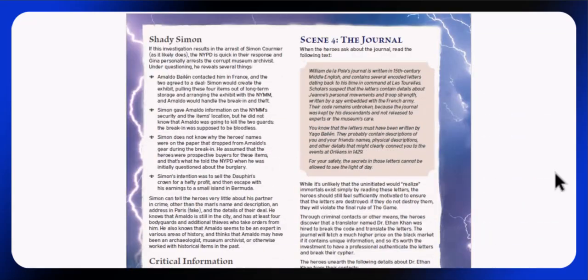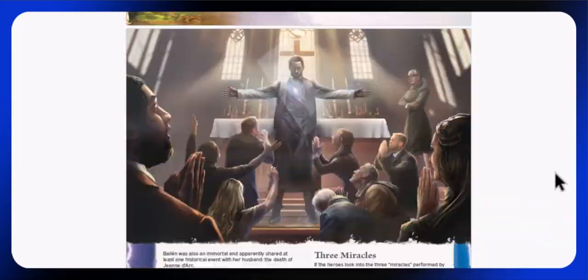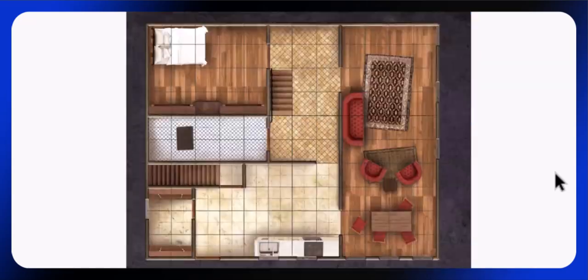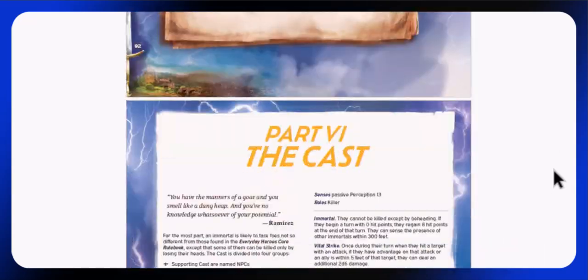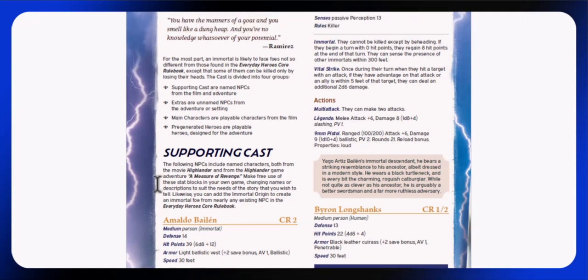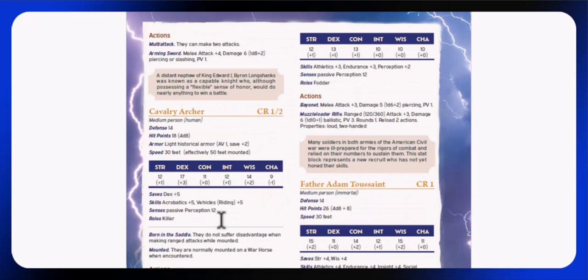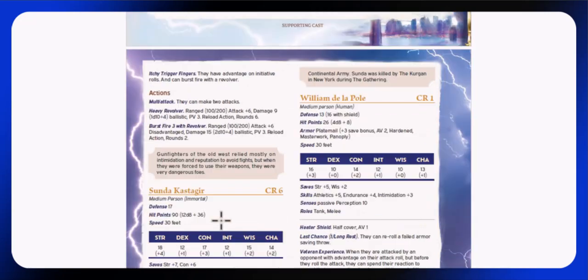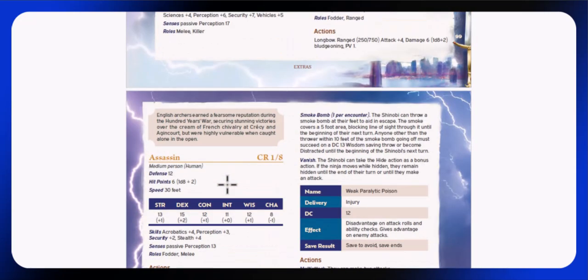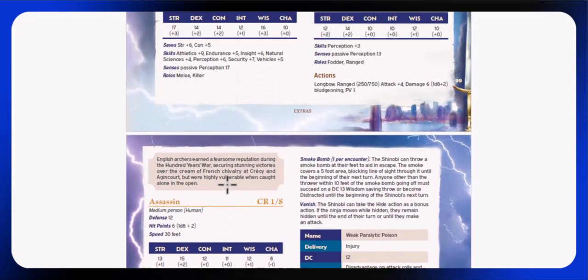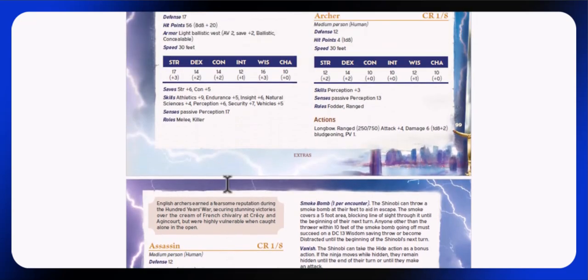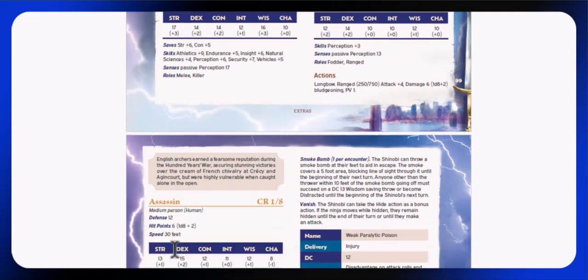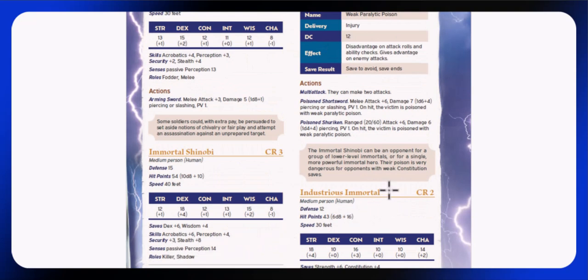We got a couple more maps. And here we get to the supporting cast. Here we see Amaldo. We passed his image a little earlier, so that's definitely a character you'd want to make a token of. Then we get down to the extras. These are just your cardboard cutout NPCs, like your generic archer, your generic assassin, your industrious immortal.